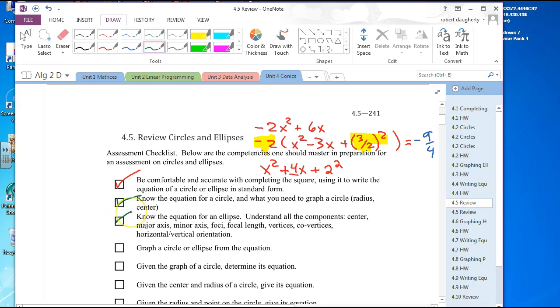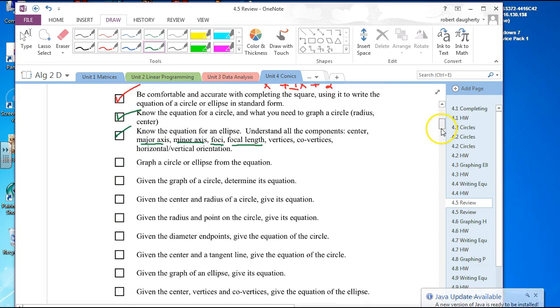Know the equation of the ellipse. Be very solid on all the components: the center, the major axis, the minor axis, if it's vertical, if it's horizontal, the foci, which are the focus points, or 2 of them, the focal length, that's the distance from the center to the focus, the vertices and the co-vertices. So graphing, if I give you an equation of a circle or an ellipse, you should be very comfortable graphing those.